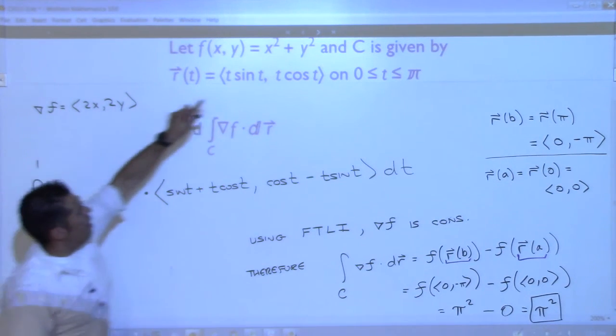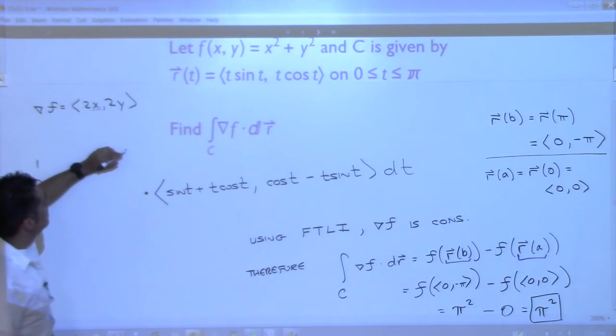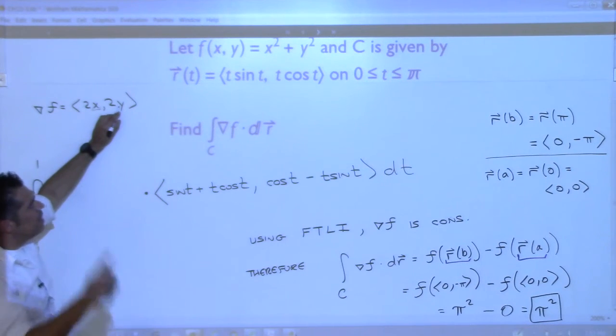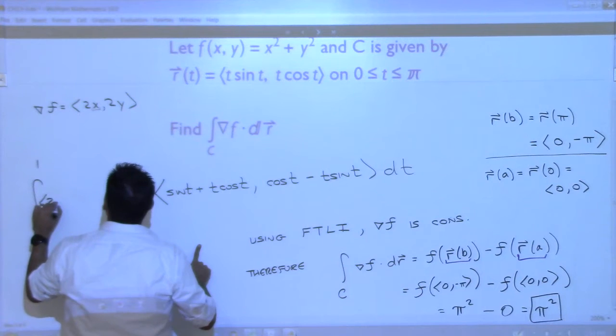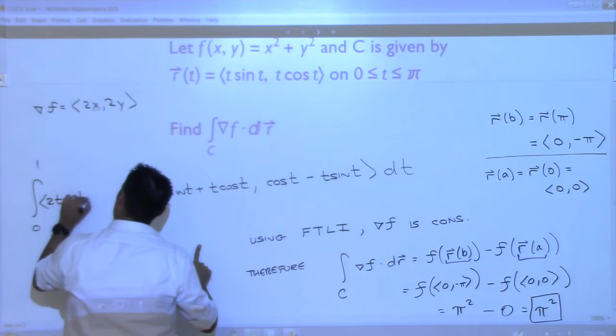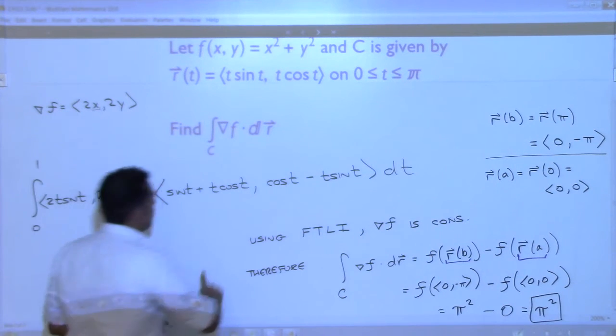And then we have to do the gradient of f, which is this, but evaluated at the curve. So all my x's get replaced with what? T sine t. All my y's get replaced with t cosine t. So this would have been 2t sine t, 2t cosine t. And now I would have dotted those.